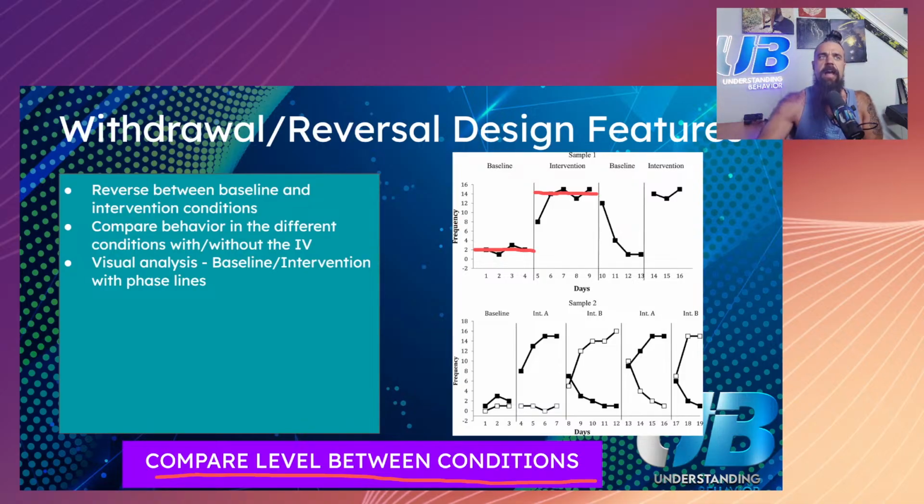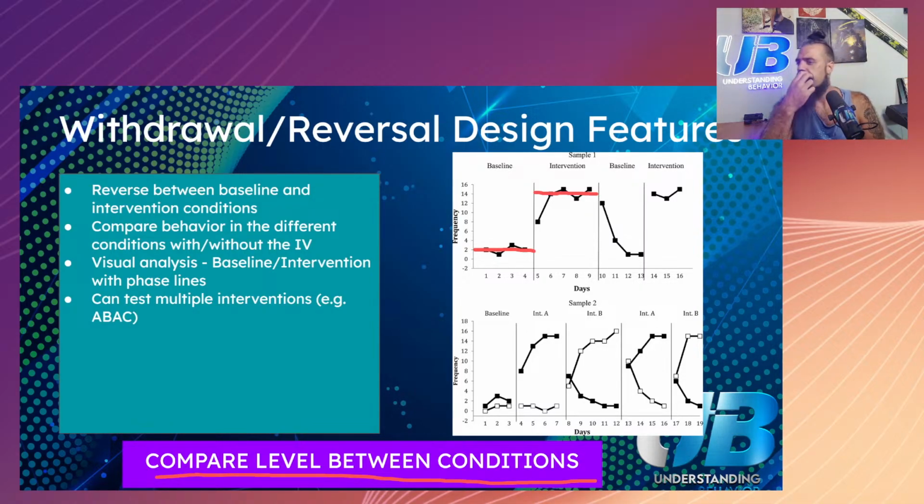Again, to visually identify this graph, what we want to look for is that we have baseline and intervention conditions. We have at least two of one of these. So we have to have at least two baseline conditions or two intervention conditions for it to be a withdrawal design. And we also want to look for these phase change lines that separate these baseline and intervention conditions. So if you see all those things in place, then yep, we've got a withdrawal reversal as one of the components of the chart that we're looking at.